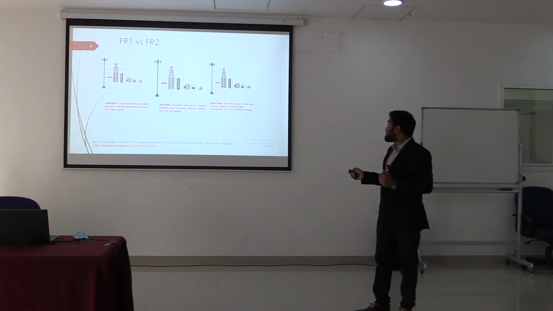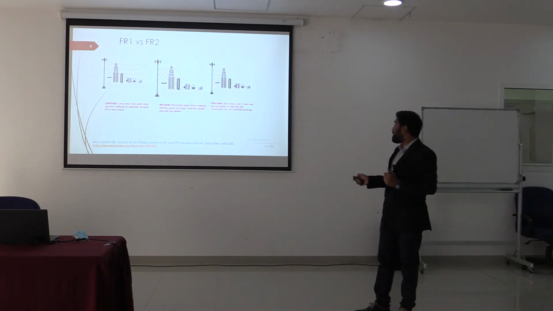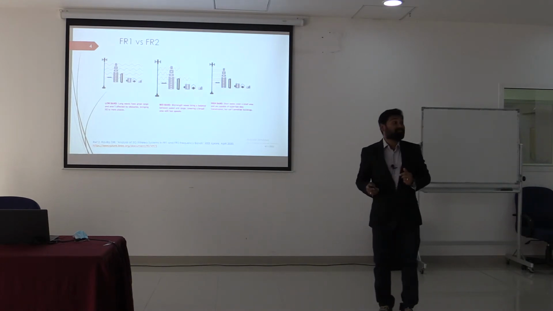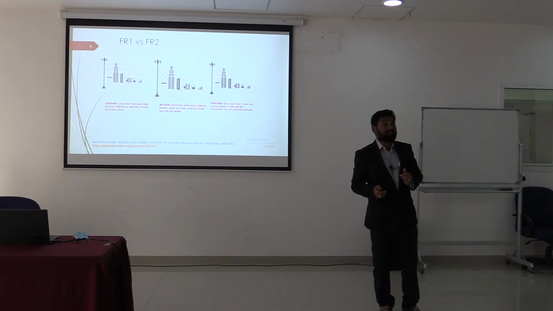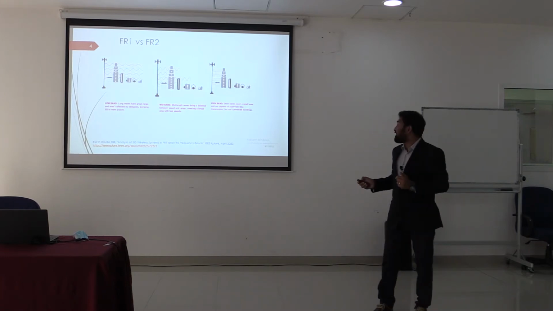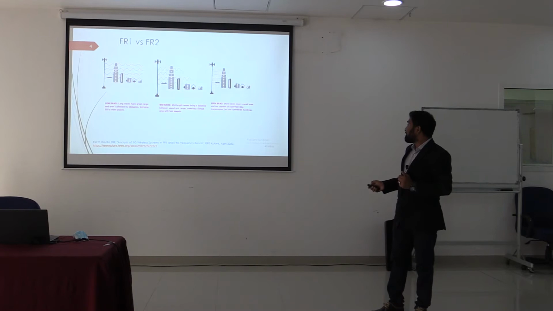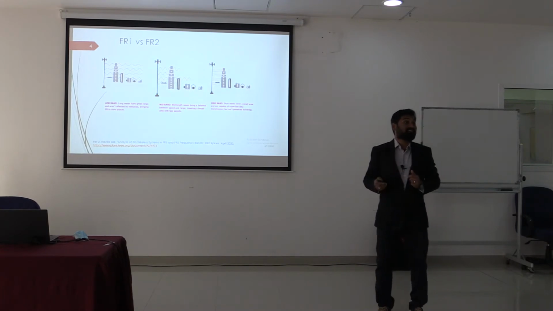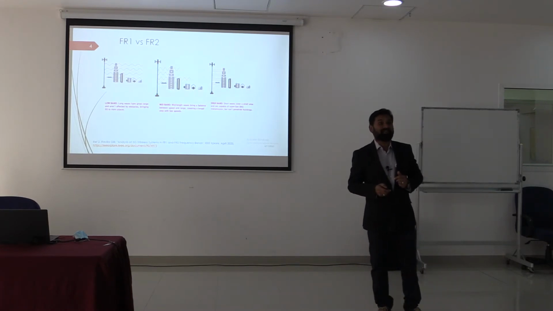When we move to the millimeter wave spectrum, which is FR2, which ranges from 18 gigahertz to 300 gigahertz, these waves are more prone to obstacles. These waves cannot penetrate through buildings. So these waves are blocked, having a large blockage, so the coverage is very, very less. That is the major limitation of the millimeter wave spectrum.